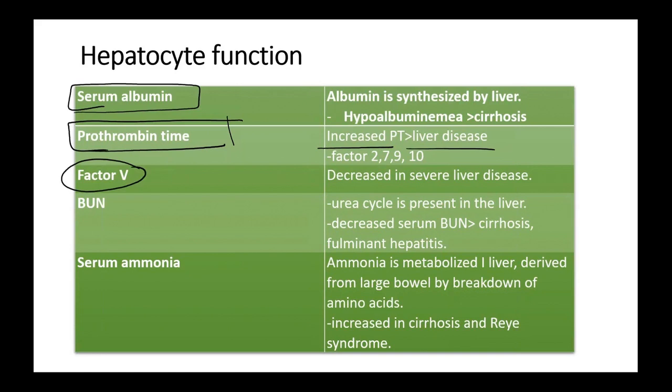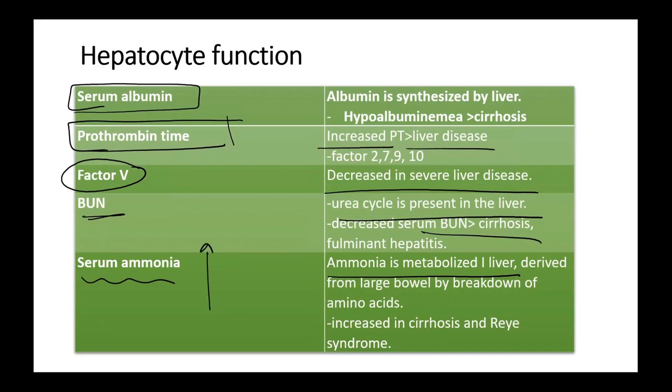Factor 5, again a clotting factor, is decreased in severe liver disease. BUN, so the urea cycle is present in the liver. If there is damage to the liver, BUN will be high in cirrhosis. Serum ammonia level, ammonia is metabolized by the liver and converted into urea. If the liver is damaged, ammonia level will be high. So these are the markers of liver function.